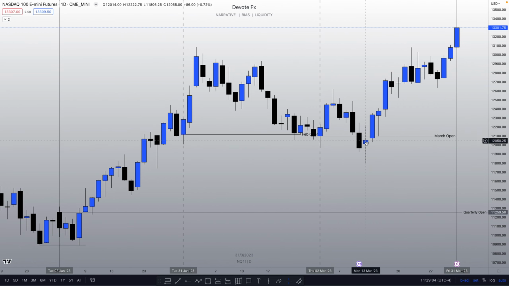Longs accumulated. Range. Dealing range created. Inefficiency. Notice how it's the only one created in this range besides this small volume imbalance. Large inefficiency created. We don't even return to it. We stay above this order block and then take out the highs.